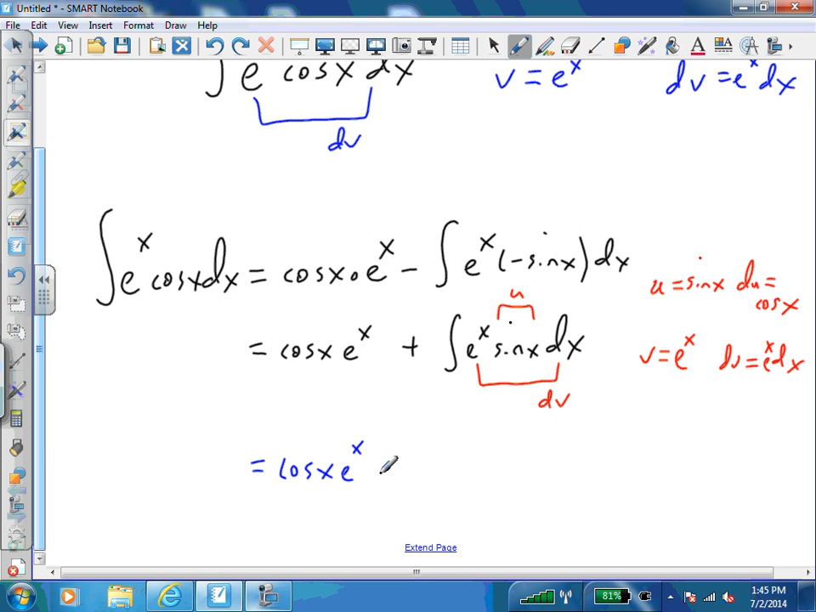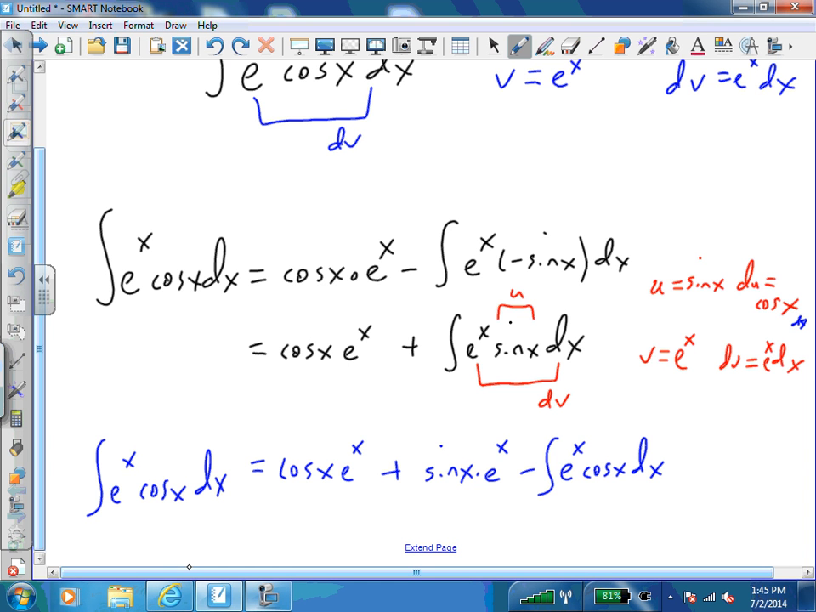But let's see. So this gives us u times v minus the integral of v du, so that's equal to our original integral. Okay. So we took one integral.